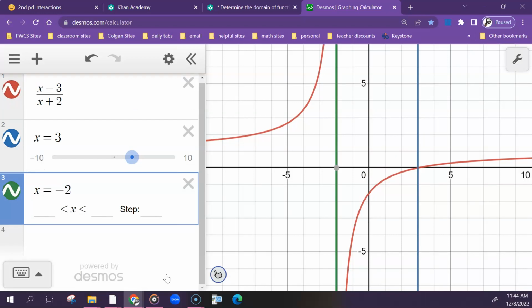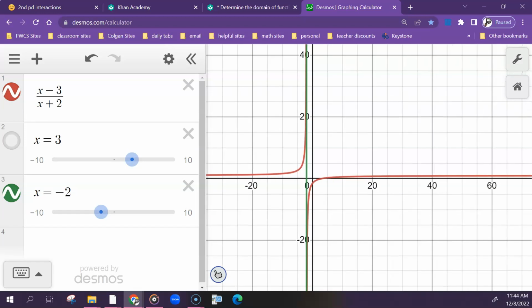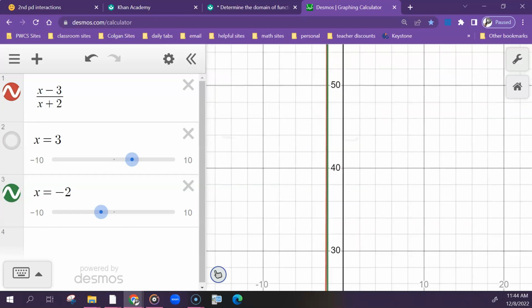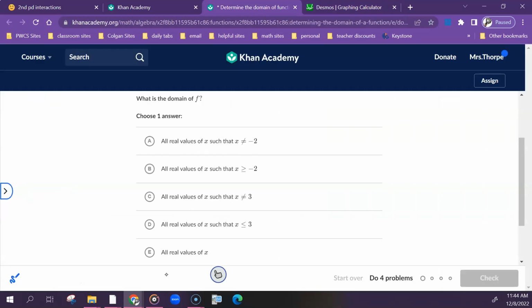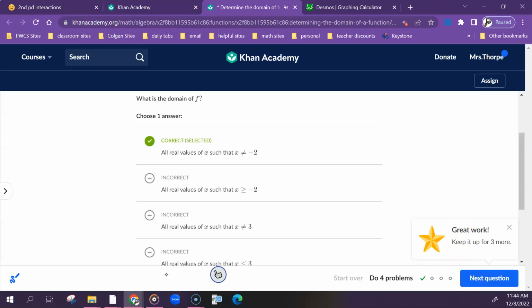And see, the one that touches your graph is not going to be part of your answer. The one that doesn't touch the graph at all will be part of your answer. If you look at this, it looks like it's going to touch it, but if you zoom in really close, they're not actually touching. Was that -2? Yes. So you can use that to help you.